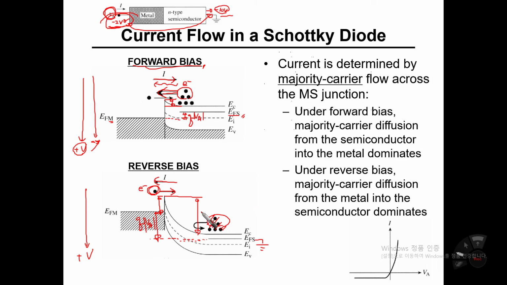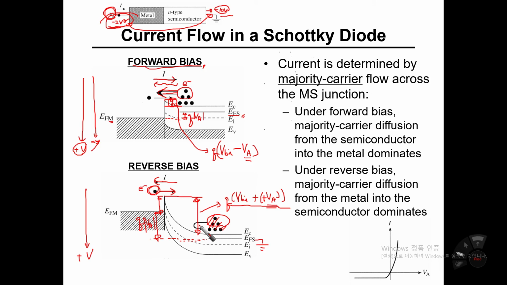At thermal equilibrium, the energy barrier height, this guy, is defined as Q times V sub BI. However, now the energy barrier height has been lowered because of the forward bias. But in this case, the energy barrier height has become higher. How much? Yes, by the reverse bias that I have applied. So minus minus, so that mathematically the energy barrier height has been increased.